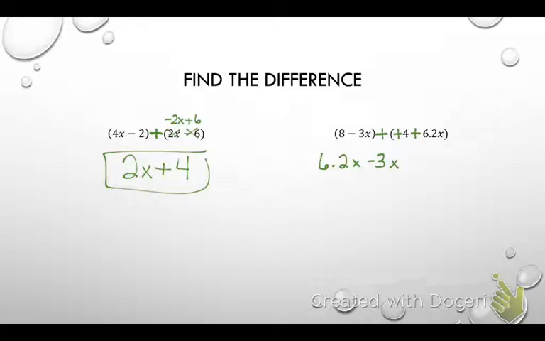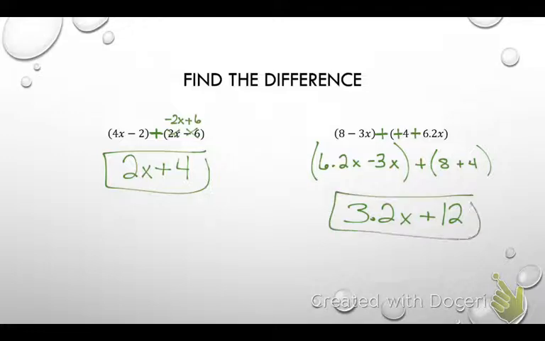They are opposite. Subtract them. If you said negative 3x plus 6.2x, same thing. And then plus 8 plus 4. All right, so what's 6.2 minus 3? 3.2. Plus 12.